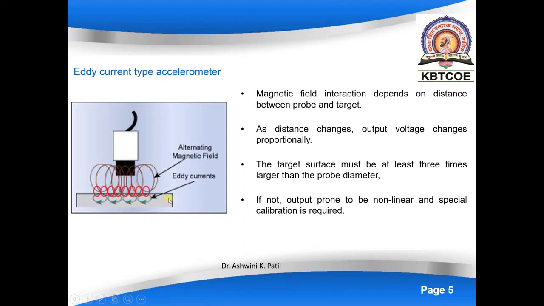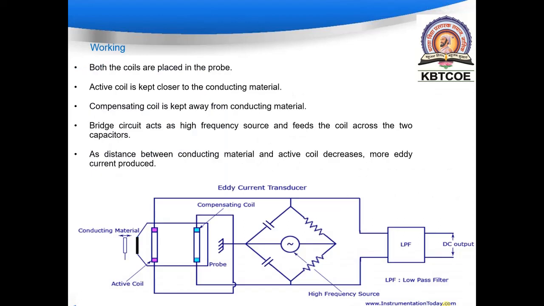The target surface must be at least thrice the diameter of this probe, and if this condition is not satisfied, then the output is prone to be non-linear and special calibration is required in that case.